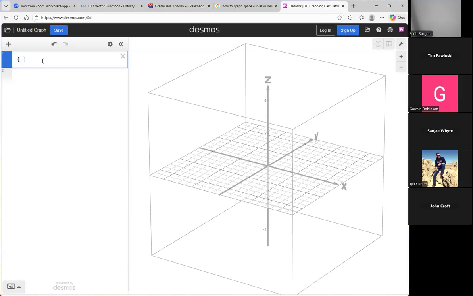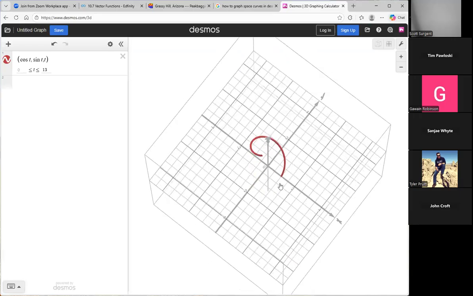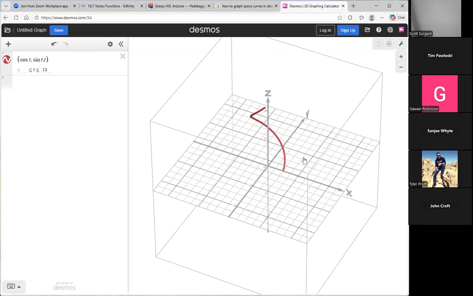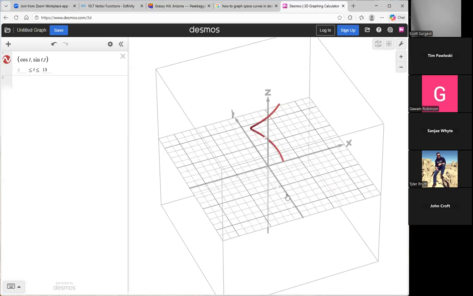So I'm going to try cosine t, sine t, then 1, and I'm going to go from 0 to 13. No, that should be a t. Okay, now we're starting to get something here. Can you guys see that? Yes. All right.